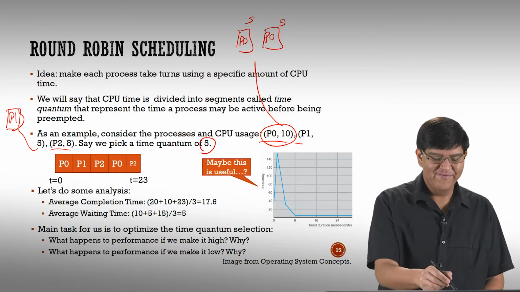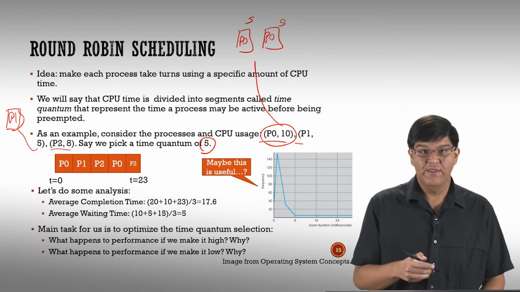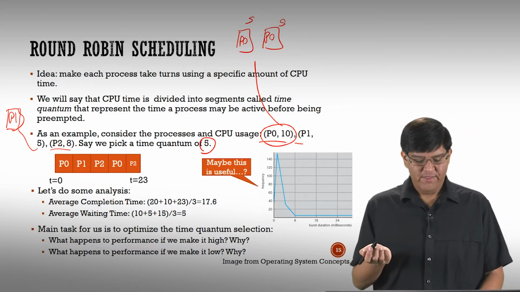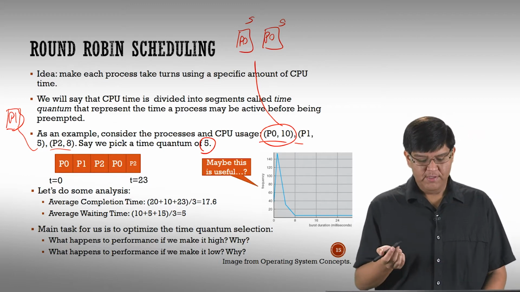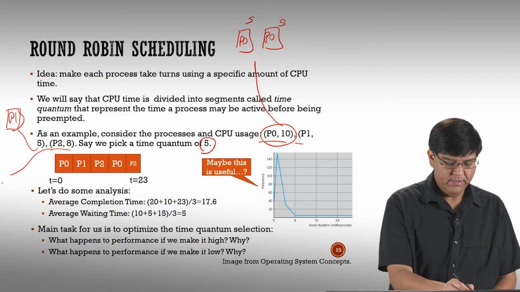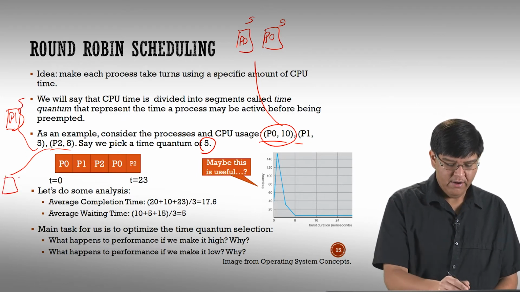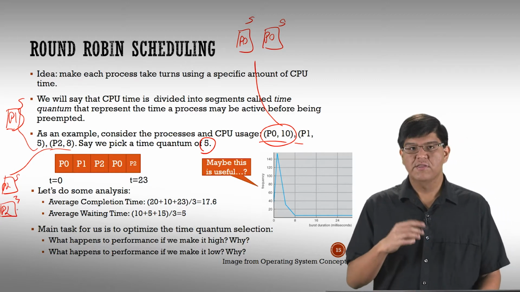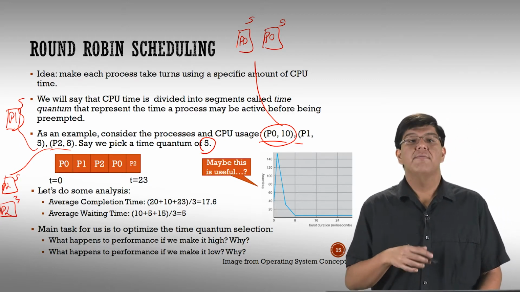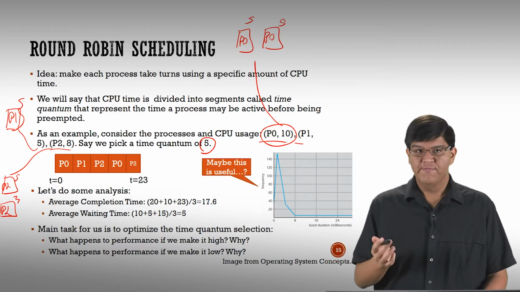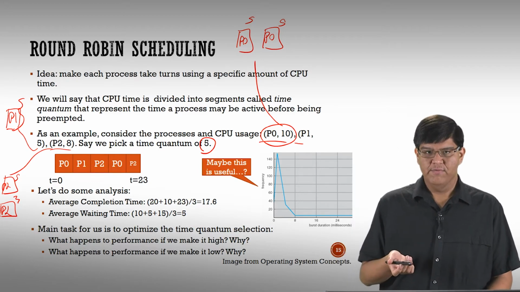Then we have a third one over here, P2. P2 has a length of 8. For that, we'll slice it into 2 pieces. The first piece is of length 5, and it'll have a second piece of length 3. So we're slicing the process up into pieces that are at most 5 long. Now I have these pieces. That's what I'll end up using to draw my overall diagram of how things work.